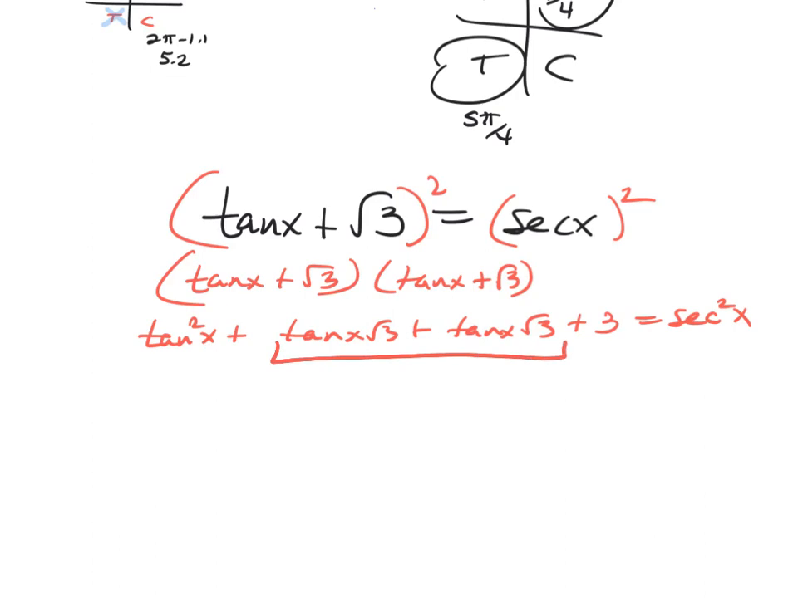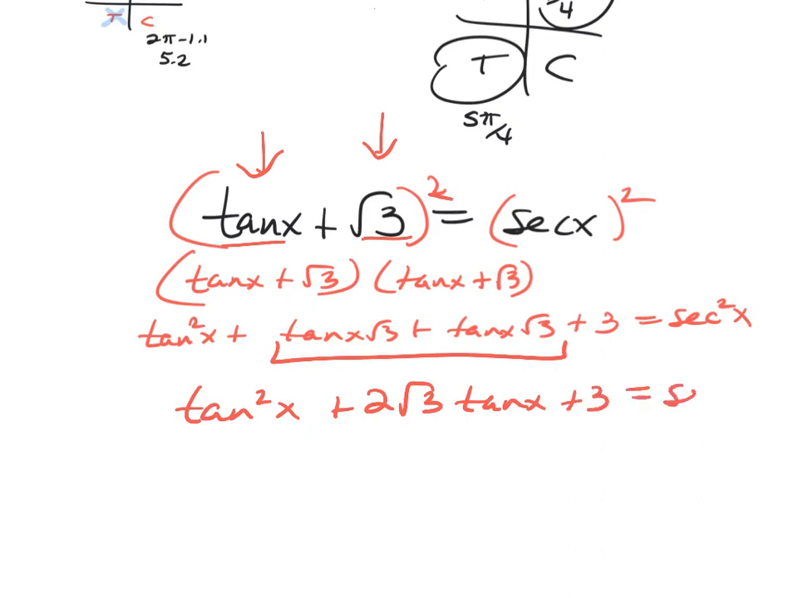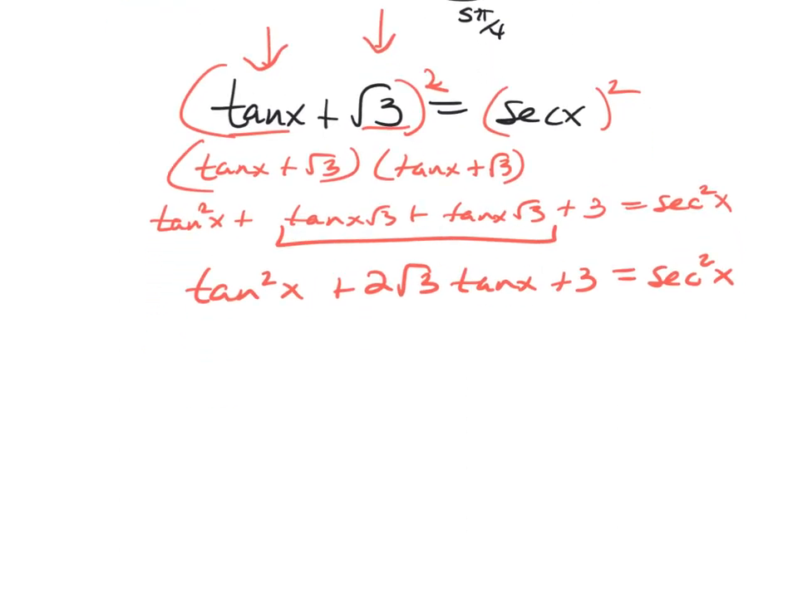I can combine the middles. Now, if you memorize the pattern, just always know that you're going to square this, and then this times 2 is the middle. So plus 2 square root 3 tangent x plus 3 equals secant squared x. Can you convert that to the tan x? Yes. So I am going to change secant squared into its Pythagorean identity, and I'm going to change this into 1 plus tangent squared x.